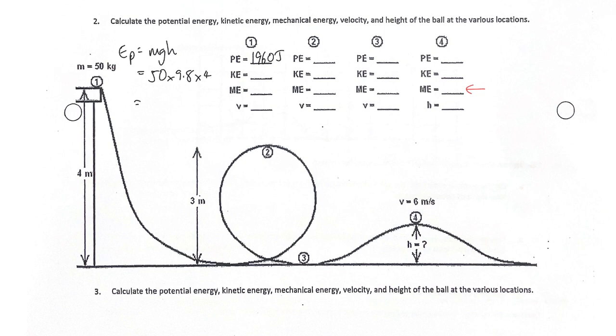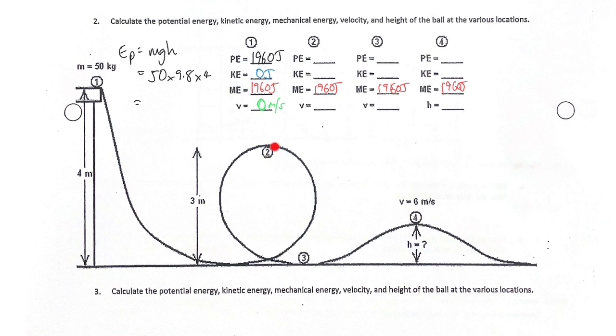But we also know that this thing has no kinetic energy at the beginning. So, that's going to be 0 joules. It's not moving. So, its mechanical energy, the total between the kinetic and the potential, is going to be 1960. And then immediately we can say, okay, 1960 all the way across. We can also work out its velocity as 0 meters per second at the beginning. So now we have to look at position number 2.